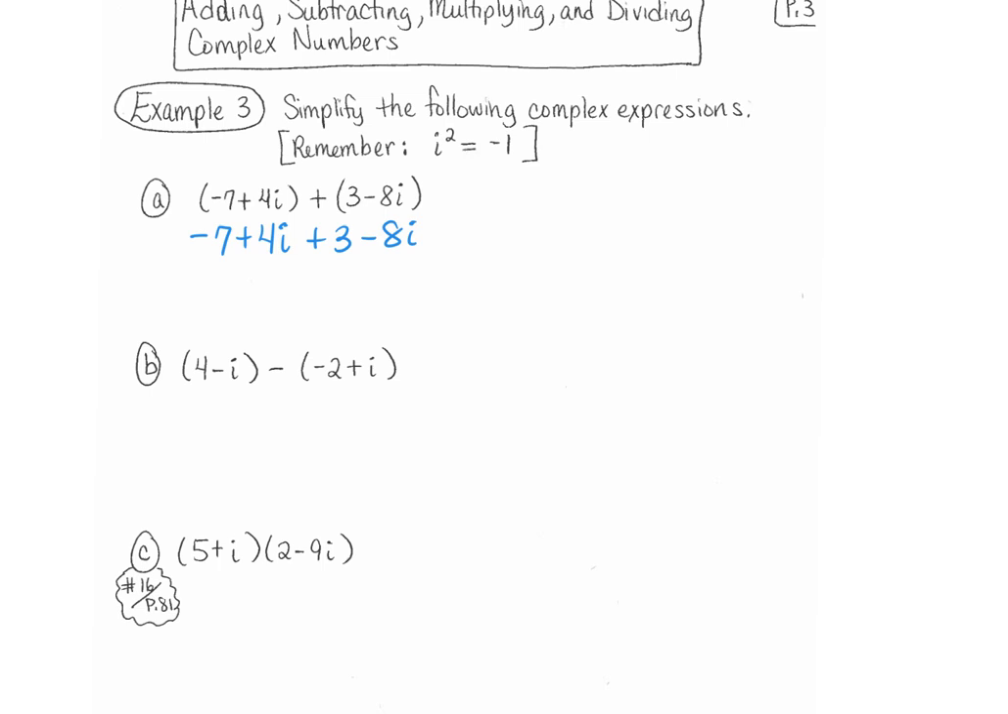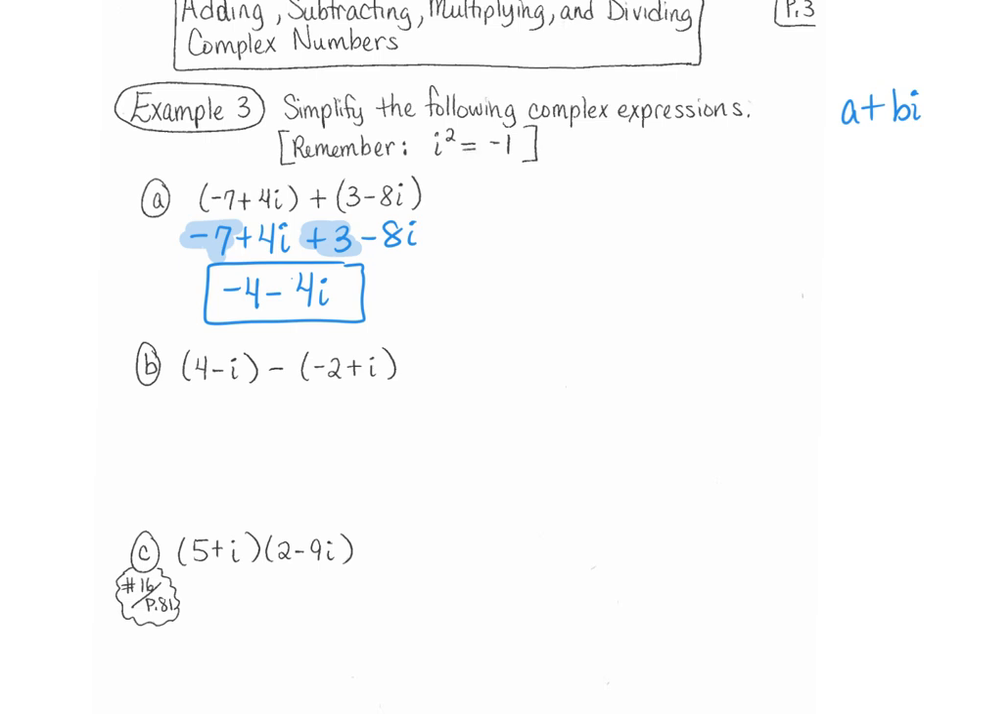-7 plus 3 is -4. 4i minus 8i is negative what? -4i. Good. And that's in standard form. So we're making sure that our final answers are in standard form, a plus bi. So -4 minus 4i. Okay, good.